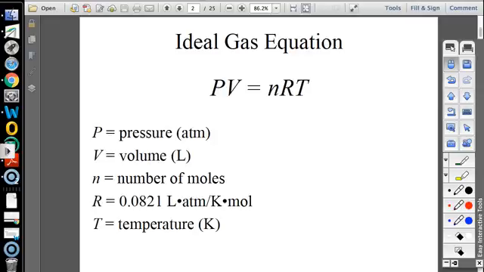If you were to do any of these, and for example, they use torr, which is the same thing as millimeters of mercury, if you look on the back of your sheet, the R value becomes like 62.36. So do be careful with that. I think most of the ones you're going to do today are 0.08206. But if you see anything with millimeters of mercury or torr, you have to use that 62.36. So be careful there.